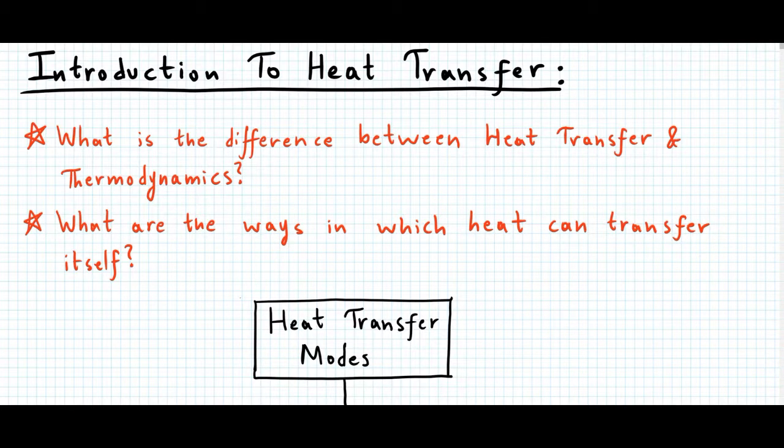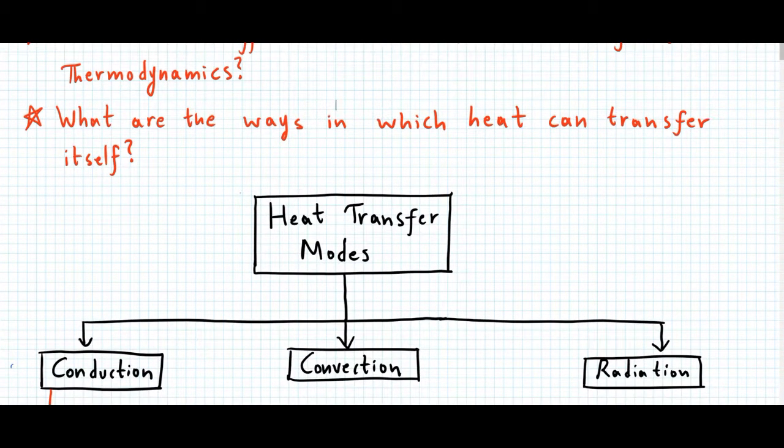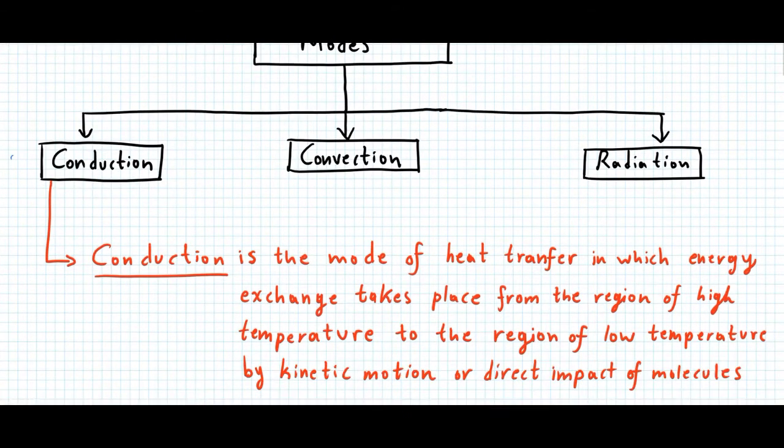So the second question: what are the ways in which heat can transfer itself? Or what are the modes through which heat can transfer? There are three different modes: conduction, convection, and radiation. Throughout the remainder of this video, we'll go through each of these modes of heat transfer. So let's start off with conduction.